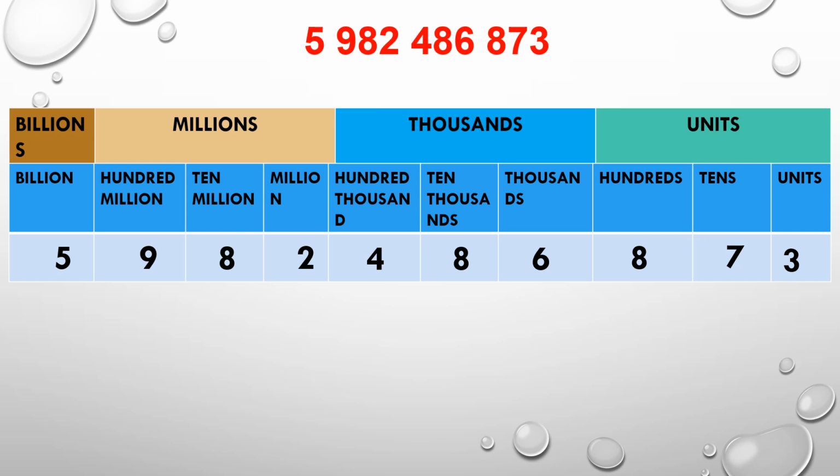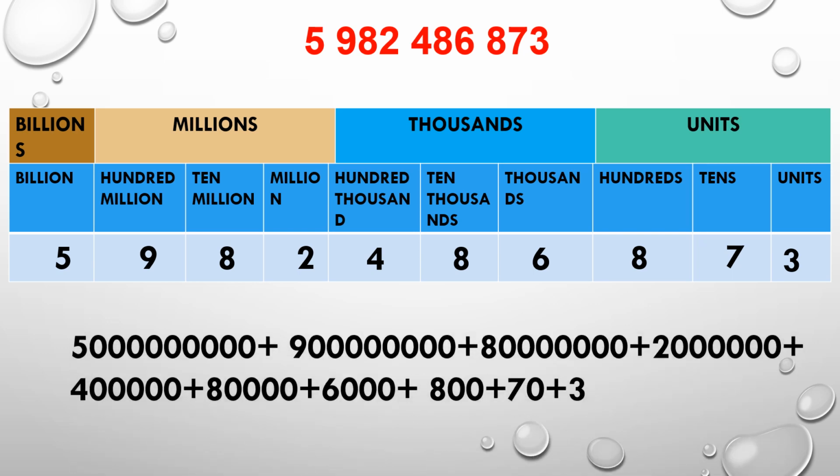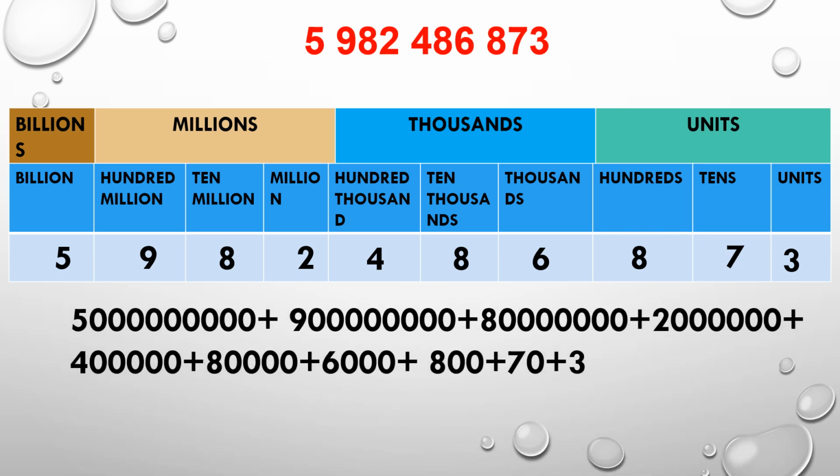Now coming towards its expanded form, we are going to expand it. We will write every digit and we will write the place value of every digit. So here 5 is in the billions place. Its place value will be 5 billions. Similarly, 9 is in the 100 millions column. Its place value will be 900 millions, plus 8 is in the 10 millions column.